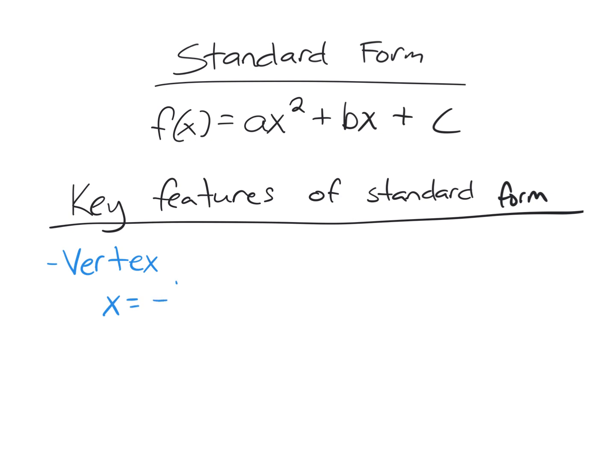Yep, x equals negative b over 2a. Because remember, the vertex is written in standard form. We have our x and y, so we have to find what x and y is. Okay, so x we find by doing negative b over 2a.